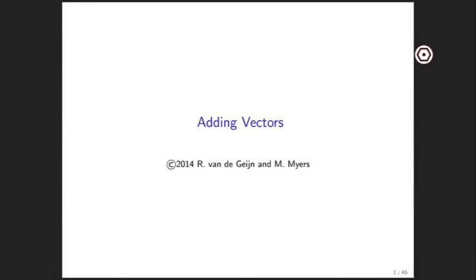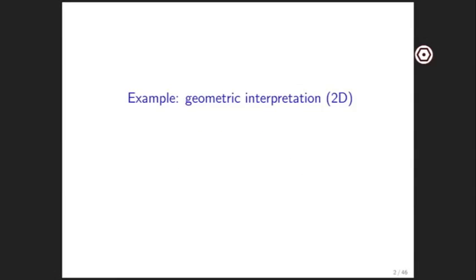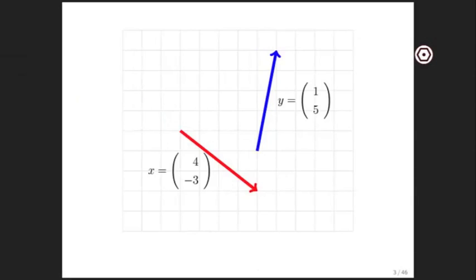In this video, we discuss how to add two vectors. Let's first look at what this means geometrically. Let's say that we have two vectors x and y. Recall that vectors have a direction and a length, but you can move them around. Take vector y and move it so that its tail is where the head of x is.